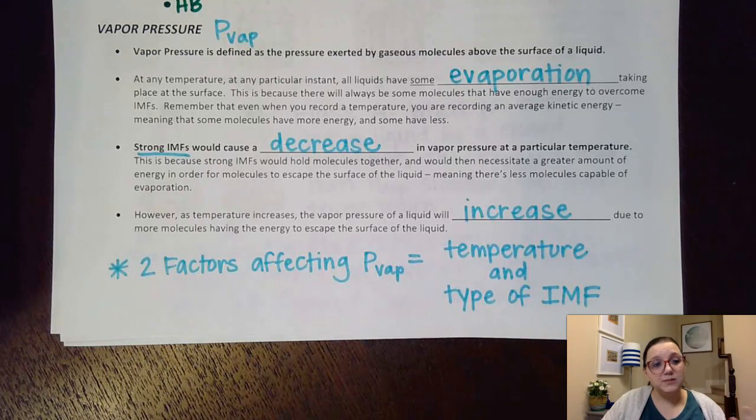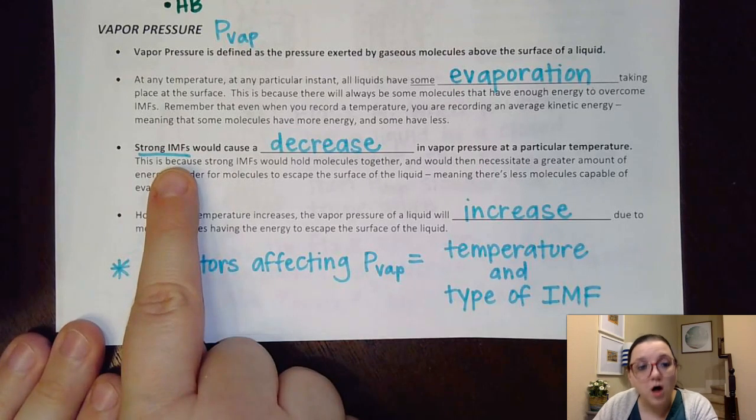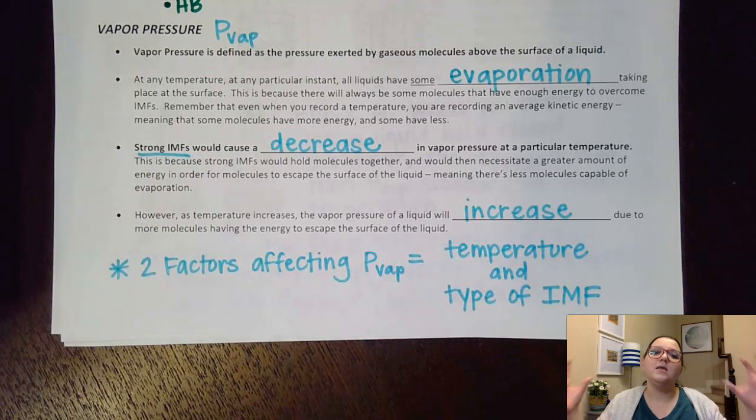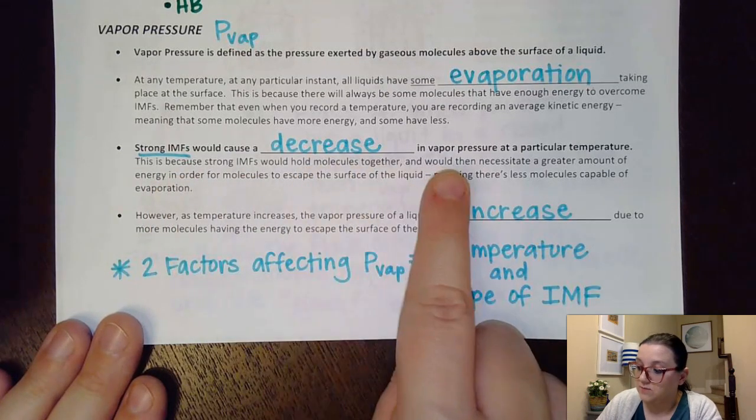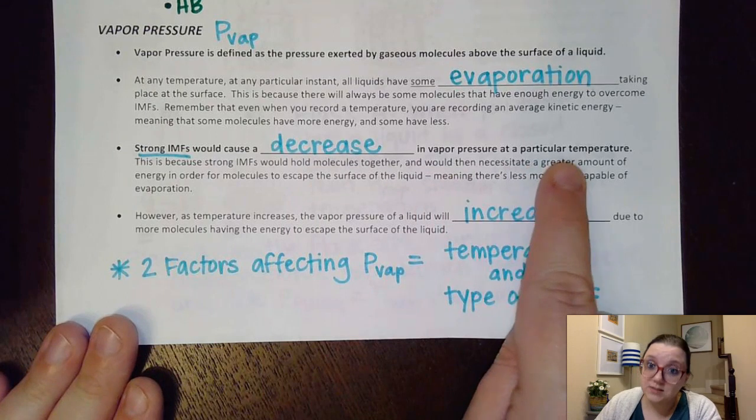On the flip side, if I have strong intermolecular forces, that means my molecules would rather stick together. And if they're sticking together, it's going to take a lot more energy to get them to vaporize. They would rather stay together. So I'm not going to see as many of those molecules evaporating at the surface. And so therefore, strong IMFs would cause a decrease in vapor pressure at a particular temperature.